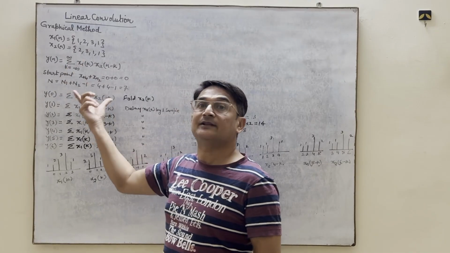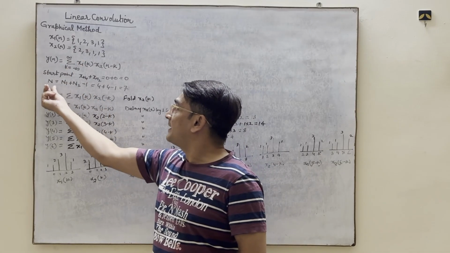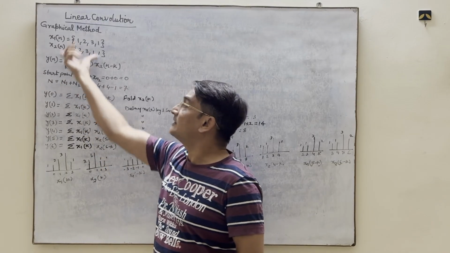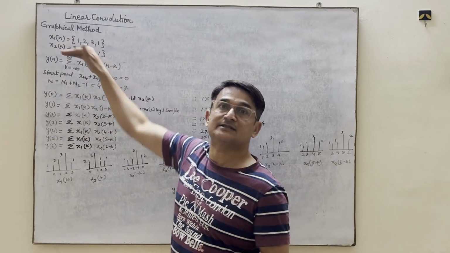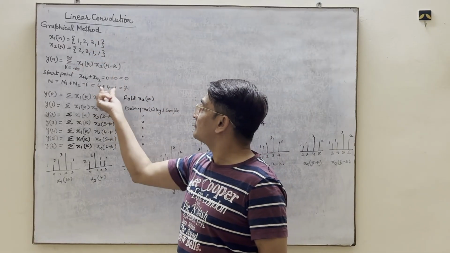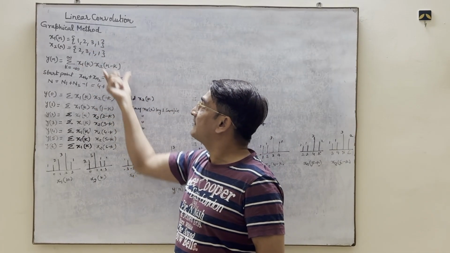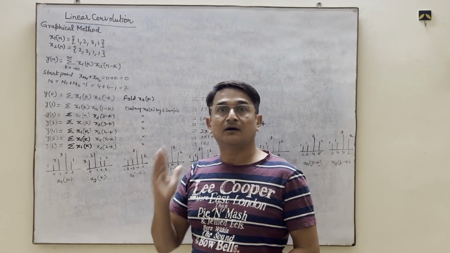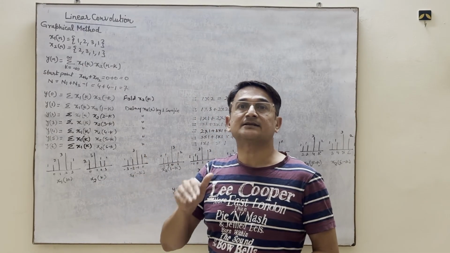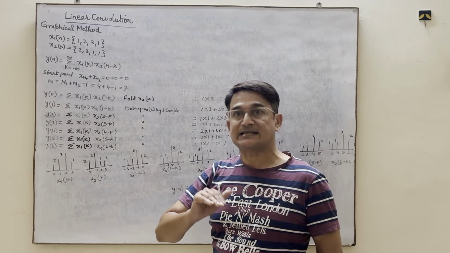And then the length of the output. It will be calculated by N equal to N1 plus N2 minus 1, where N1 and N2 are the lengths of the first sequence and the second sequence. Both the sequences have length 4. So 4 plus 4 is 8, minus 1 will be 7. That means we have to calculate the output for 7 values starting from 0 till 6. So y0, y1 till y6.